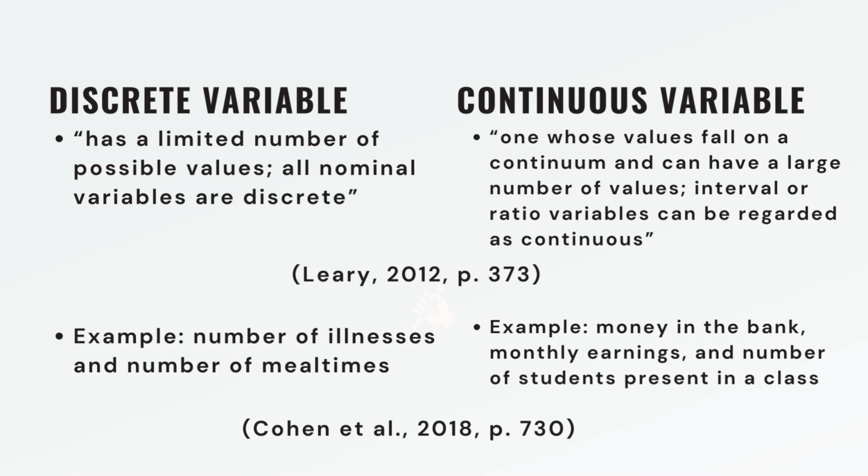A person cannot have half an illness or half a mealtime. They either have the illness or not. They either have the mealtime or not. In contrast, he also explained that money in the bank, monthly earnings, and numbers of students present in a class are examples of continuous variables because in these examples, there are equal intervals and, for ratio data, a zero. It is possible to have no money in the bank or to have no earnings or for a class of students to have none present that day.